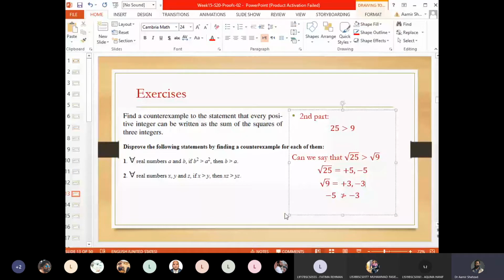Next is for all real numbers x, y and z. If x is greater than y, then x times z is greater than y times z.